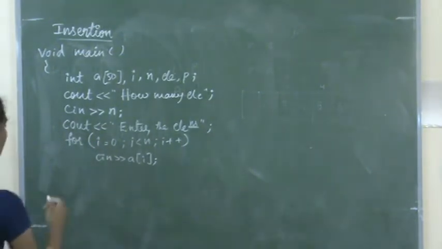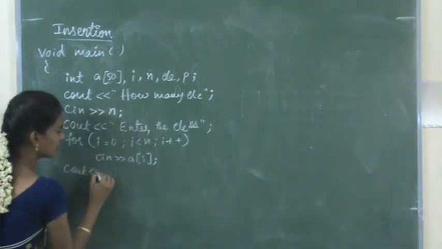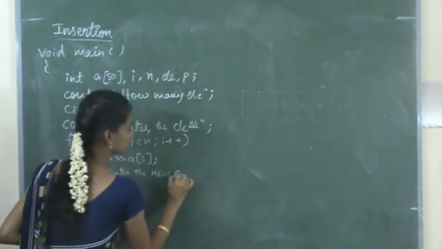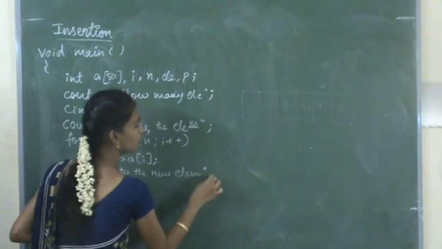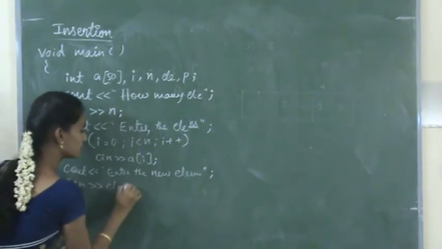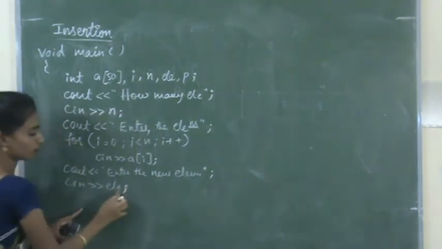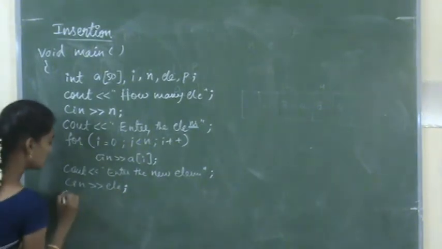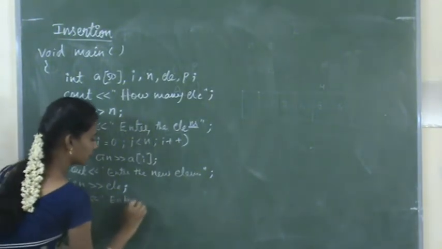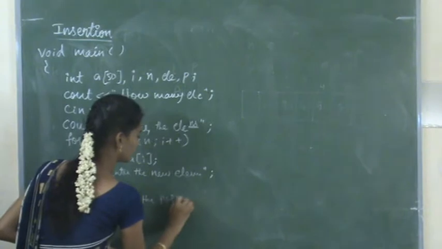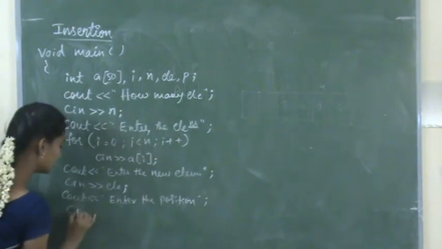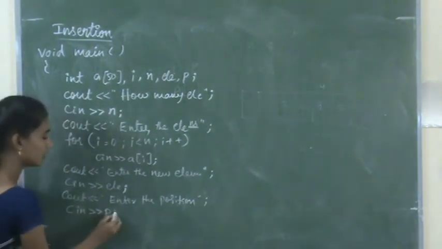So after this we need to write which element has to be inserted, right? So enter the new element. So which element to be inserted? For that we are using the variable ELE. So in this variable that new element is stored, and then in which position it has to be entered. For that we are using the variable P.